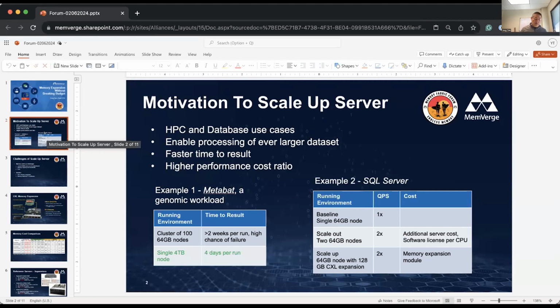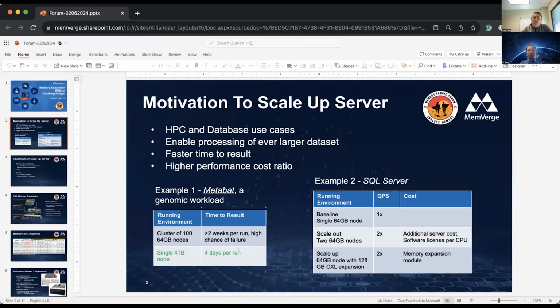When they consolidated all this workload into a single 4 terabyte node, they were able to reduce the runtime to 4 days, and have a fairly consistent finishing rate without failure. So that's time to result. And I think the third one here is TCO, total cost of ownership, or more specifically, higher performance to cost ratios.